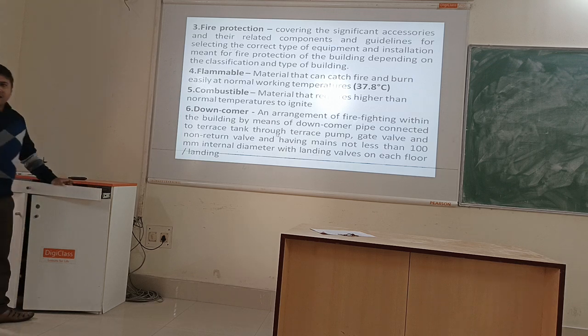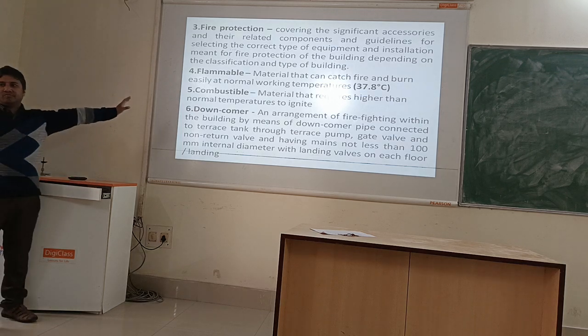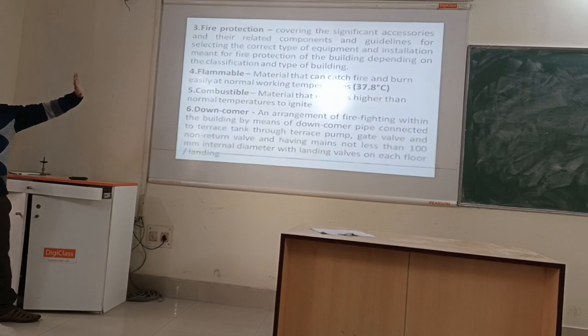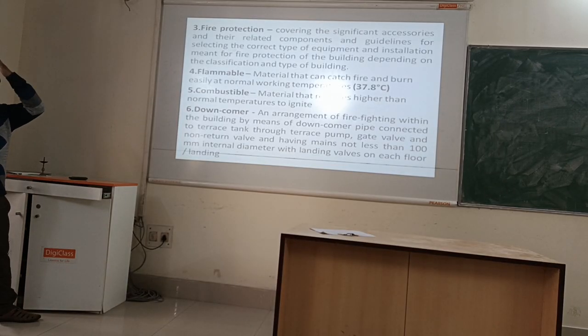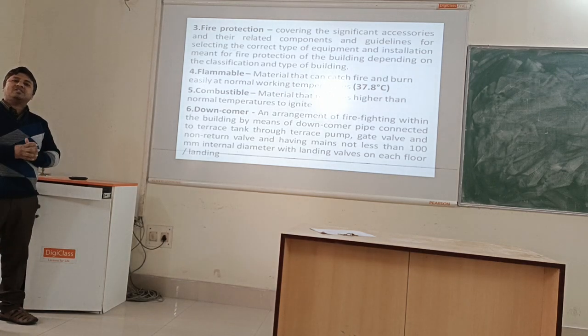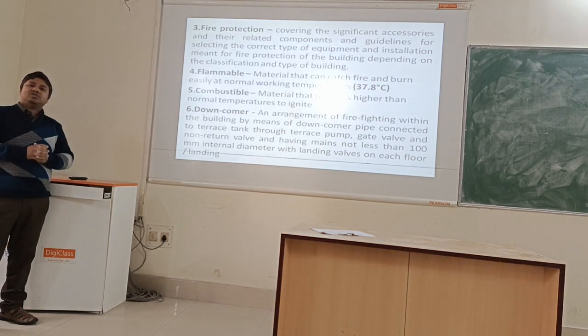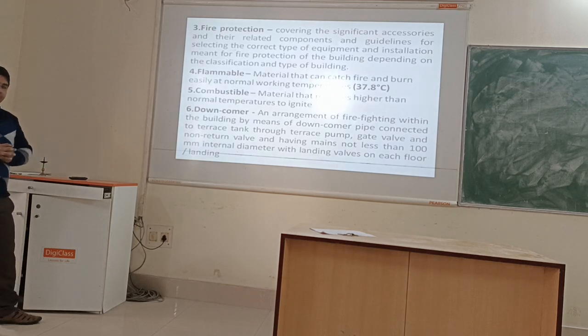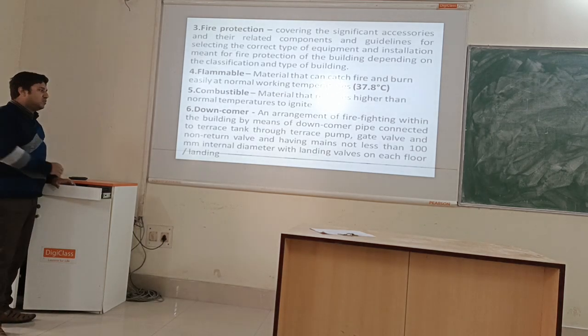Have you understood the purpose of the downcomer? The downcomer will have a wet riser and a dry riser, and the common thing is that the pipes will have a diameter of not less than 100 mm, and each floor will have valves for the regulation of the water supply.